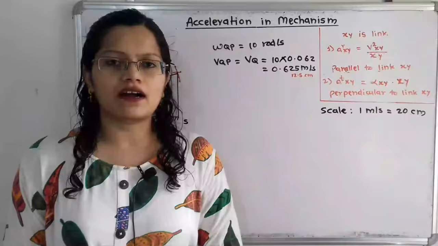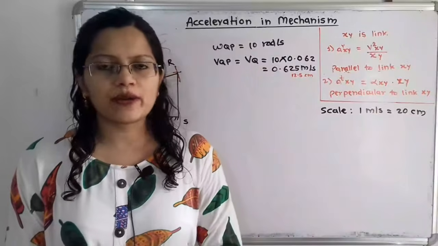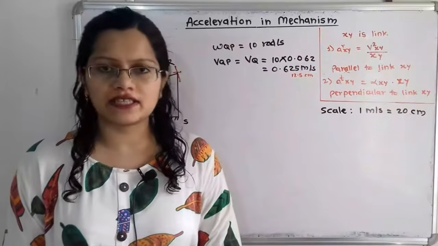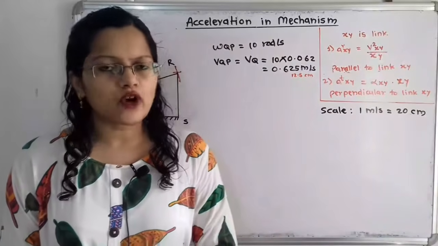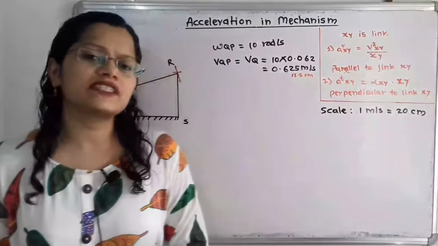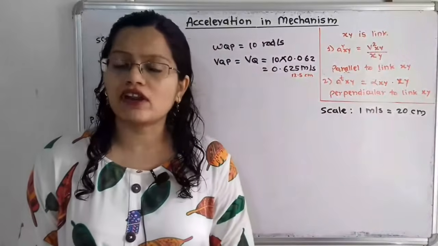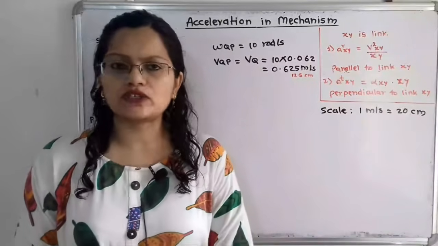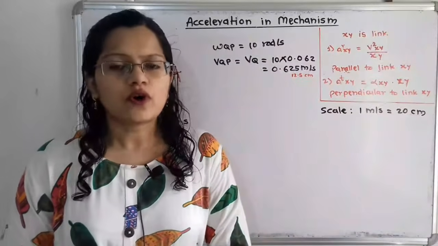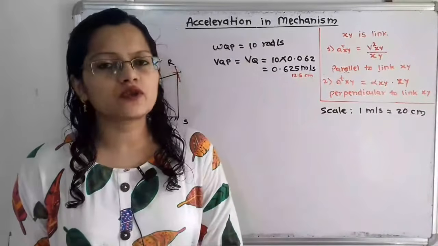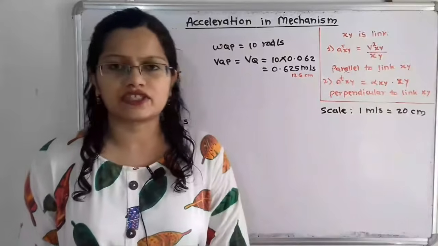Friends, this is Priyanka. Today we are going to solve a problem on a 4-bar chain for the velocity diagram and acceleration diagram. While drawing these diagrams, the main important question is in which direction we have to draw the velocity vector as well as the radial and tangential components of acceleration. You are going to learn a detailed explanation of the rules for deciding the directions.